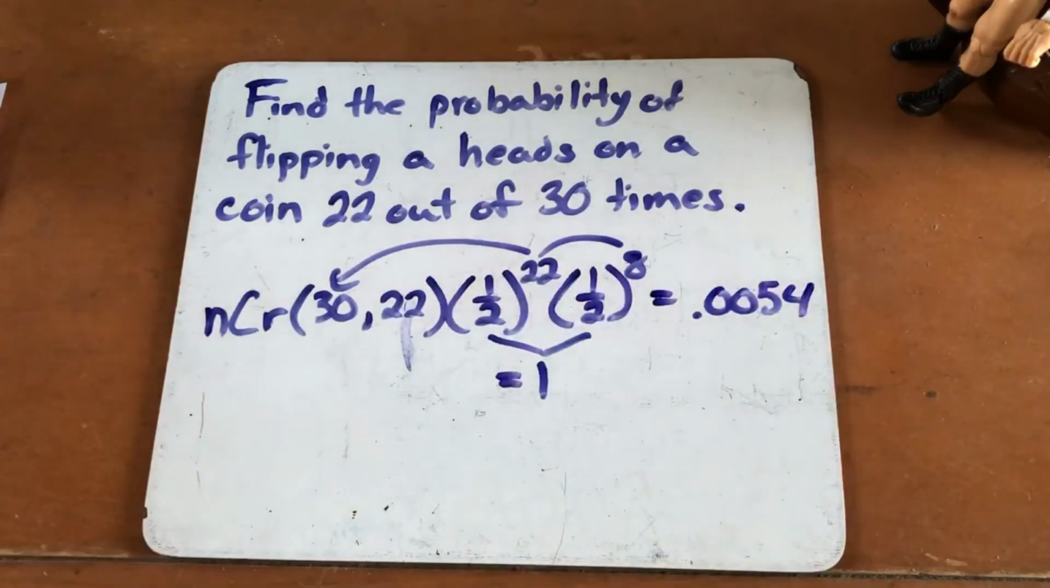0.0054. So the probability of flipping heads 22 out of 30 times is relatively small, but it is better than rolling a die 12 times and having 9 of them be what you're trying to roll.